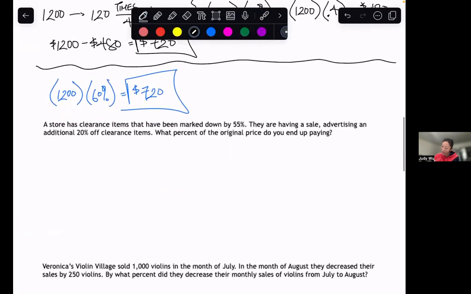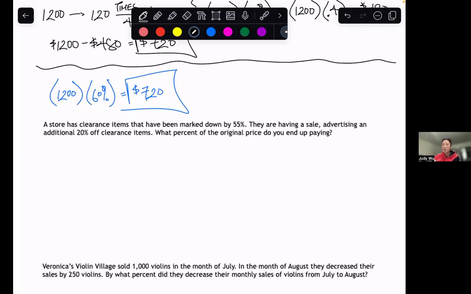All right, let's take a look at this next question. A store has clearance items that have been marked down by 55%. That's like my favorite time of day. When I walk into a store, the things that I want are already 55% off. And then they say that there's an additional 20% off those items. So on top of the 55%, I save even more money. I save another 20%. Now, this question says, what percent of the original price do you end up paying?